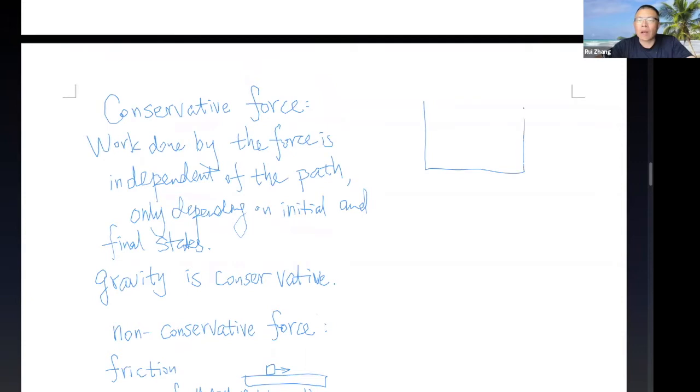So if you look from the top of the table, if you start from one position to another position, well, certainly it depends on which path you take. The friction is going to do a different work because in both cases the forces are the same, but the distances traveled are totally different. So certainly the second path has more work than the first path. So friction is not a conservative force.